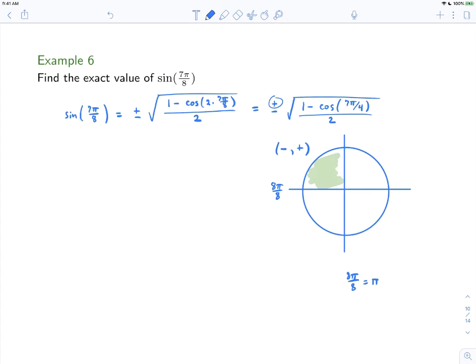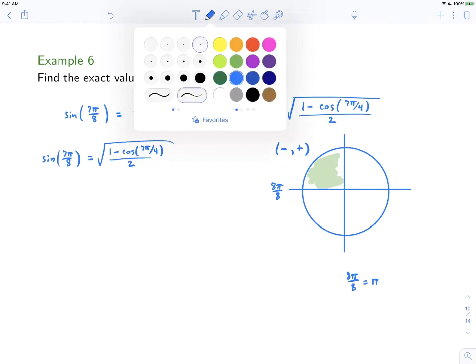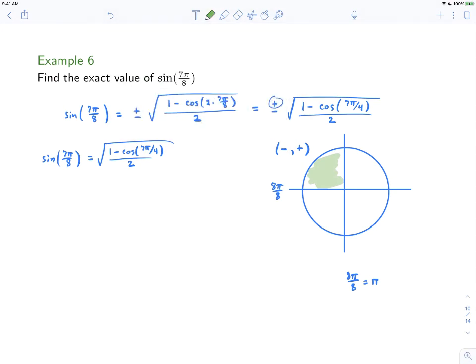Okay, so that tells us that sine of 7 pi over 8 is equal to the positive square root of 1 minus cosine of 7 pi over 4, and all that divided by 2. The next thing to do is to figure out what cosine of 7 pi over 4 is. In order to do that, it will help to figure out what the reference angle is for 7 pi over 4.